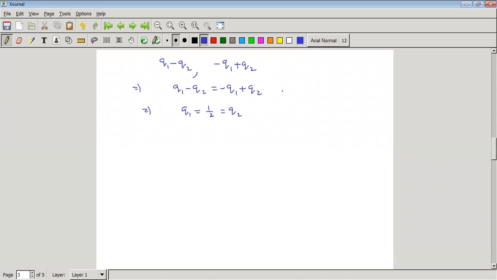How can we solve this? Here we get Q1 equal to Q2, and we know that Q1 plus Q2 equal to 1. Therefore, we get Q1 equal to 1/2, which is equal to Q2.